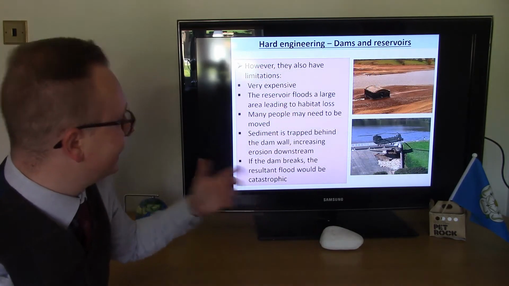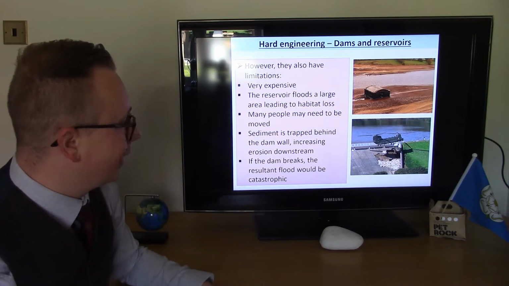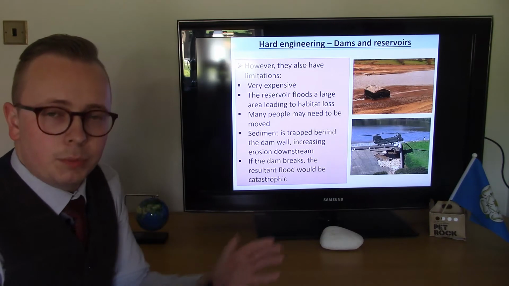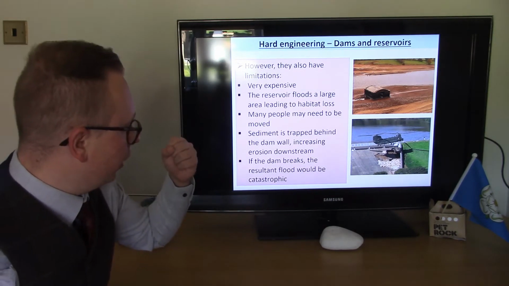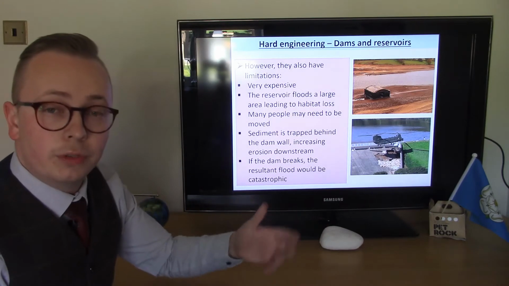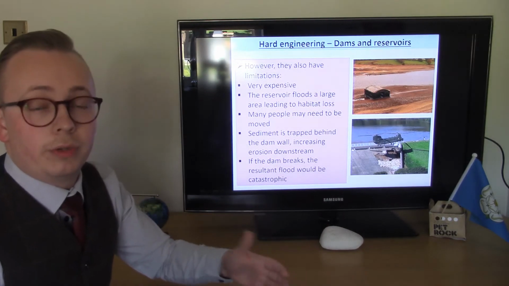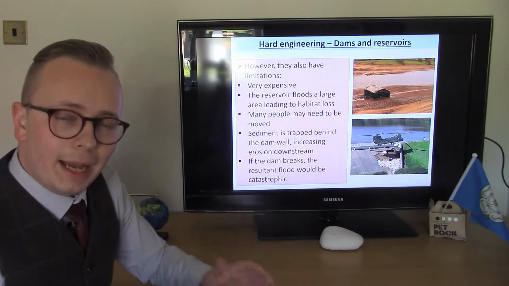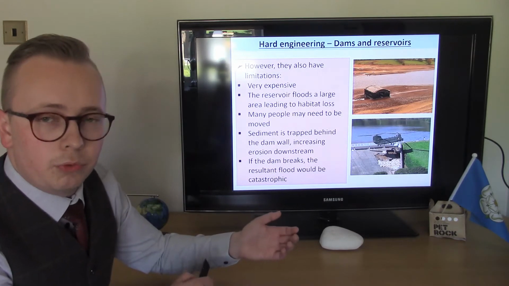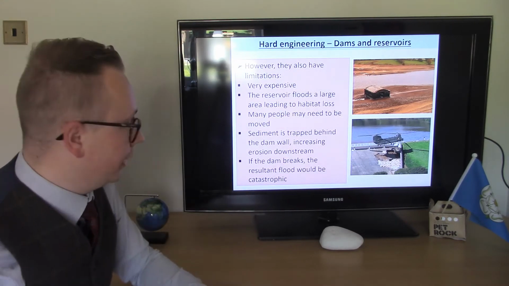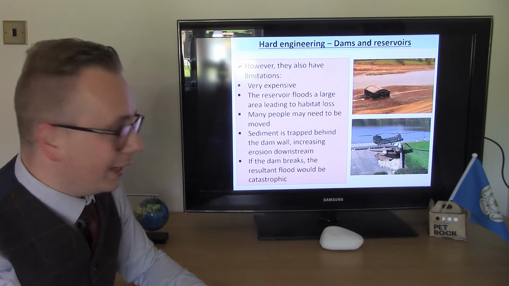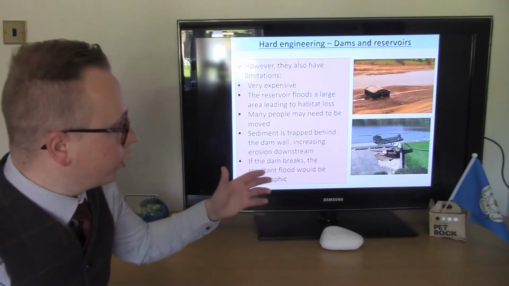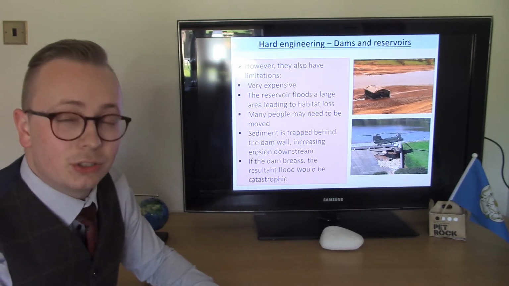But there are also some disadvantages associated with dams and reservoirs. They are incredibly expensive. And when they're being created, the reservoir that forms behind the dam floods large areas of land, so we lose a lot of habitat, and often entire villages are lost as a result of creating the reservoir. If they're not maintained very well, sediment can also build up behind the dam wall, and that prevents sediment from travelling downstream and can actually lead to increased erosion further downstream. And also, if the dam wall does break, and we have had occurrences in history where this has happened, the amount of water released in one go from the reservoir would lead to a catastrophic flood.